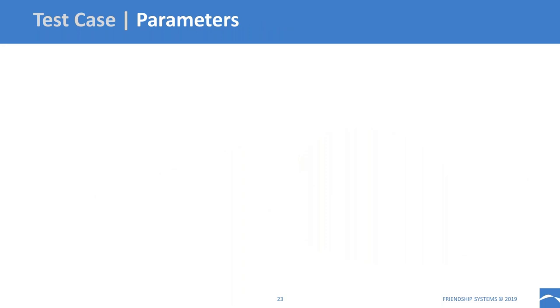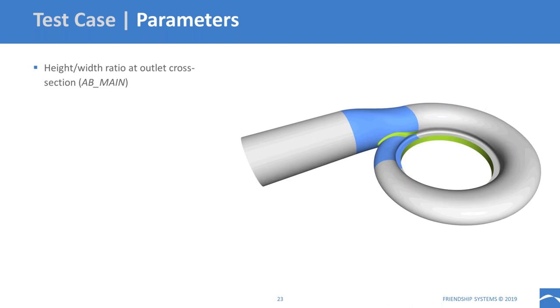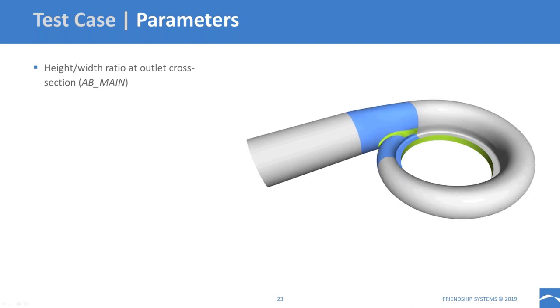So now just briefly to show the parameters that we have used in the optimization study. So of course, the whole model of the volute has several parameters. I don't have the exact figure, but it might be 20, 30 parameters in total that control the shape of the volute. And we have selected some of these parameters for our optimization study. And the first one is the height-width ratio at the outlet cross-section of the volute.